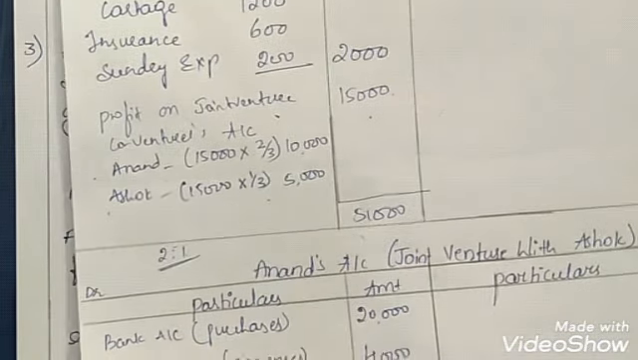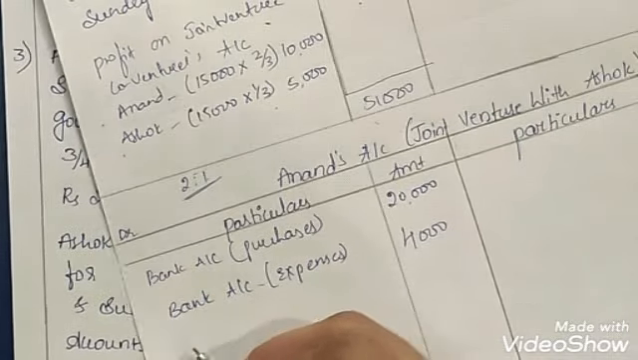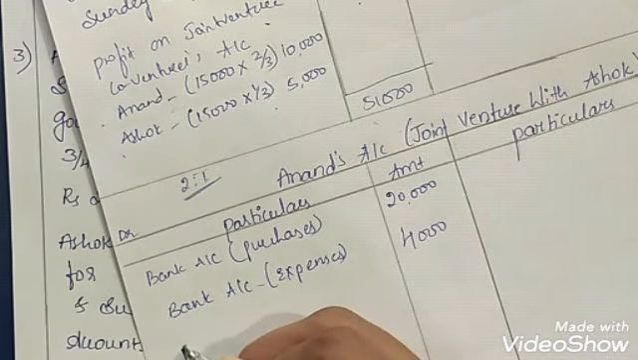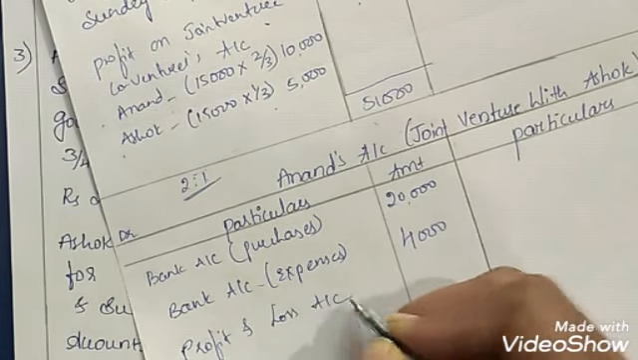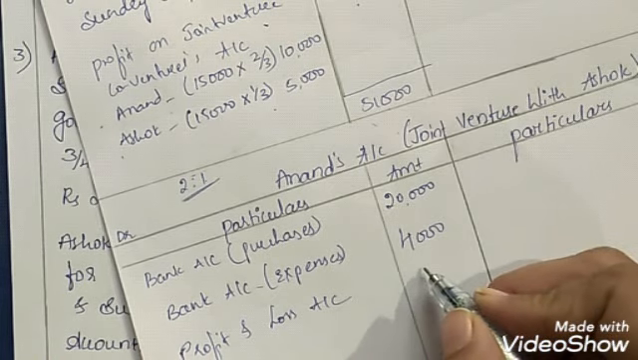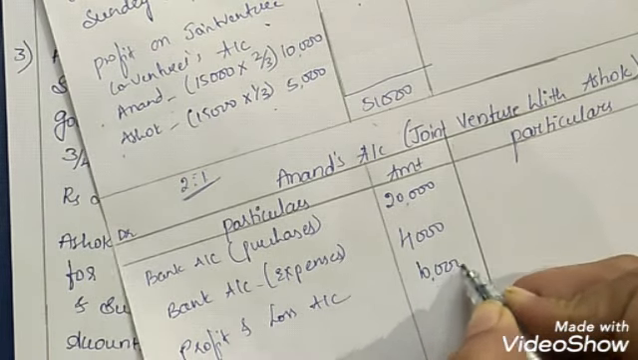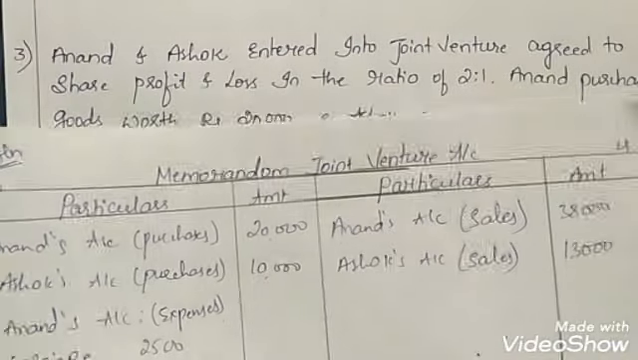So take it as, again you can mention it here as profit and loss account, okay? So profit for Anand is 10,000 rupees, okay? Now check on the credit side.